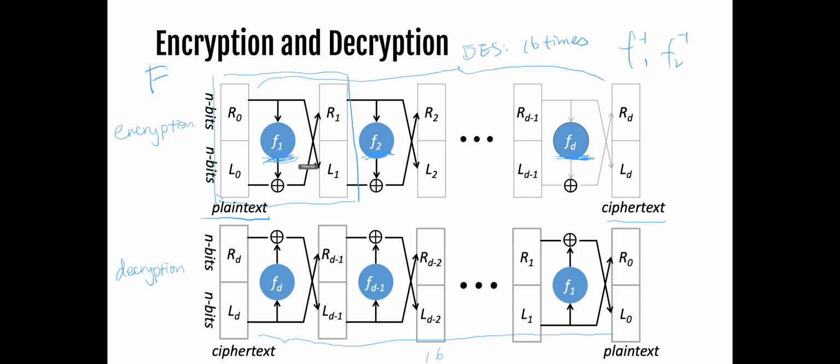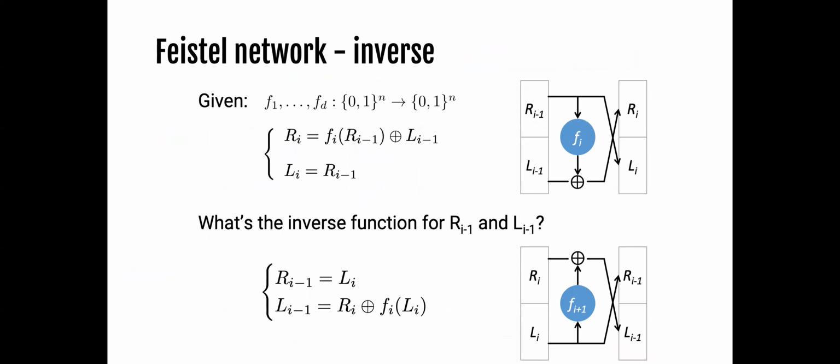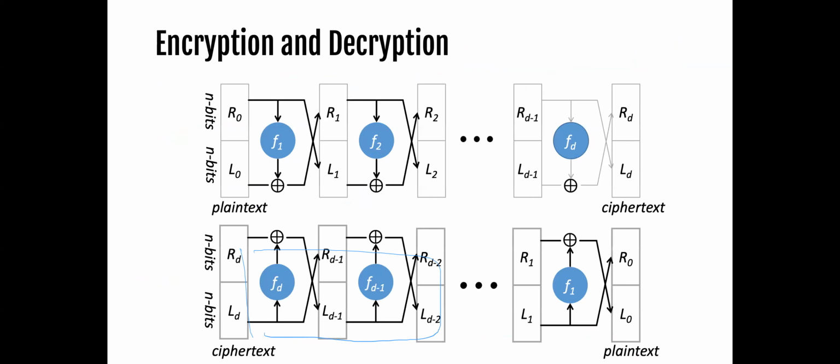But from the attacker's perspective, if the attacker doesn't know about this F1 and F2, even though the attacker knows about the F function, knows about the equations here, there's no way for the attacker to recover the plaintext given the ciphertext. So this is why I feel that this Feistel network is so beautiful, because it enables this invertible property using non-invertible functions.